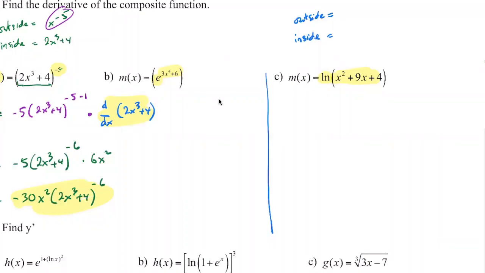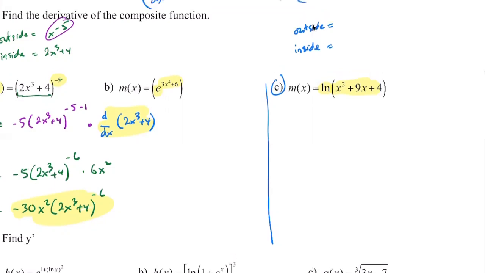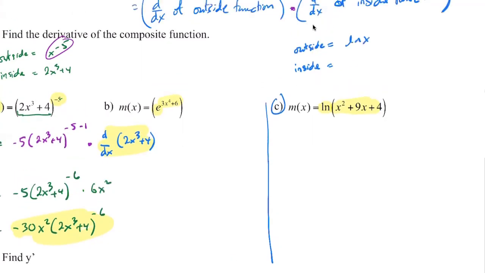The way we can tell which part is the outside and which is the inside function is by asking what is the first thing we do to the input versus what is the last thing we apply to the input. So if we're looking at C, when we start picking an input, meaning x, if we pick any x number, what is the first thing we do to the x here? We square it, we add 9 times that, and then we add 4. So that's the inside part. And the last thing we do is apply the natural log to it, so that's going to be the outside function. Okay, so ln of x is the outside, and x squared plus 9x plus 4 is the inside.